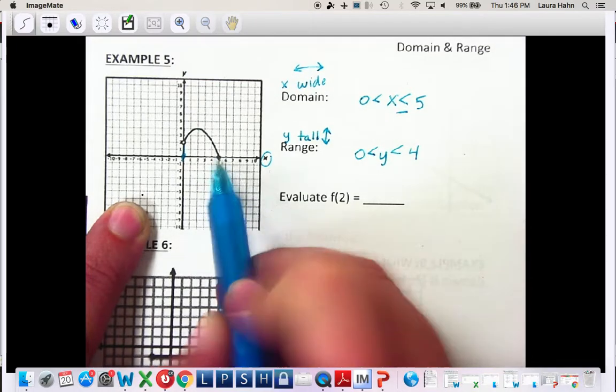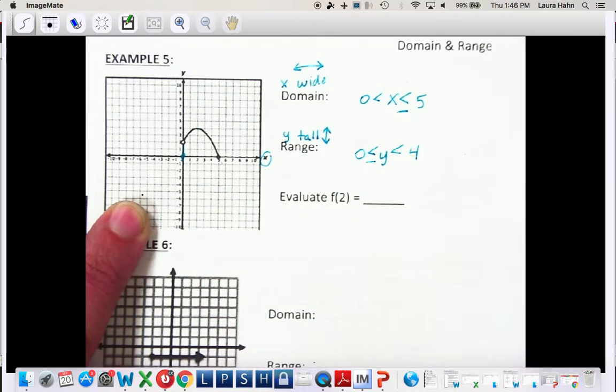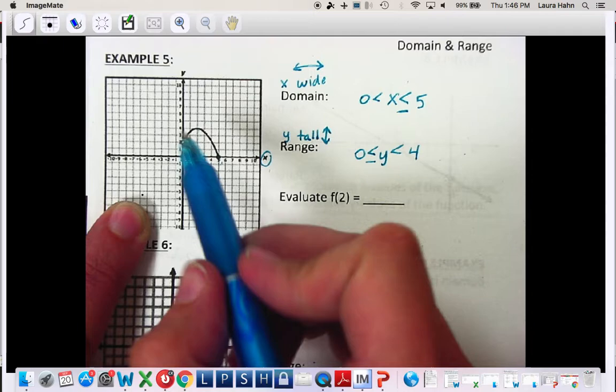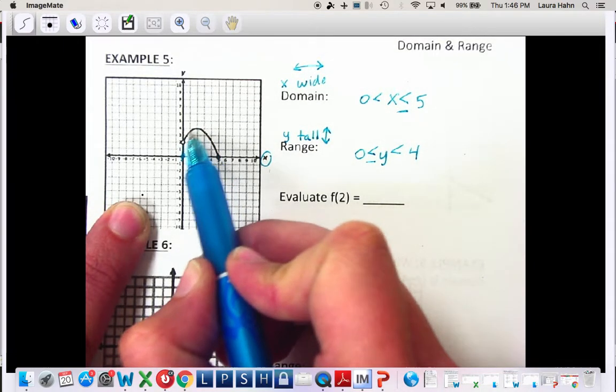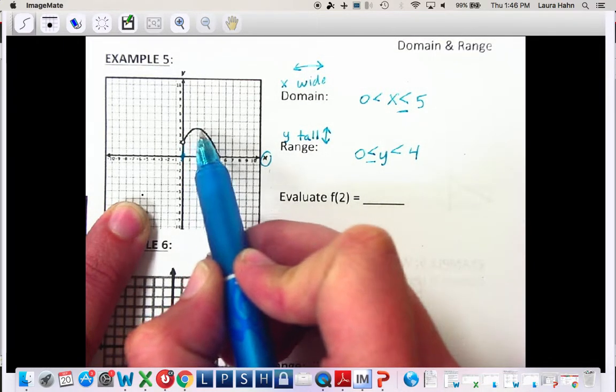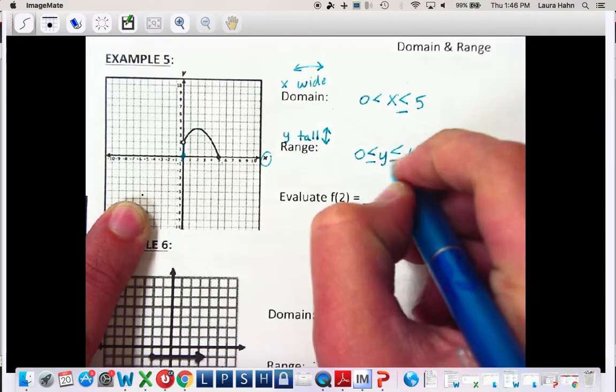All right, let's stop at the bottom. That's a closed circle, so I want a line underneath. At 4, that's a solid line. You'll see it's solid; there's no open circle up here. So I need the solid line on this one as well.